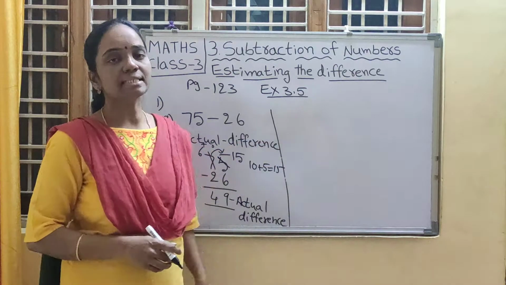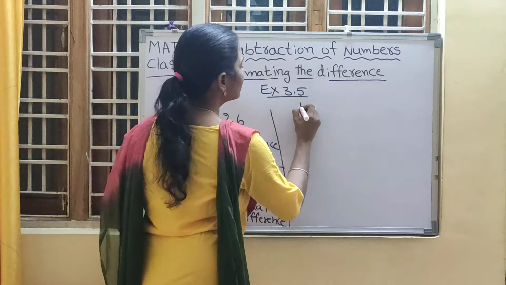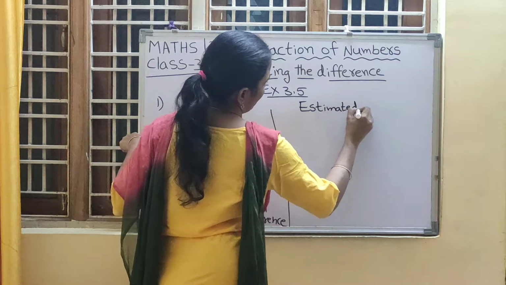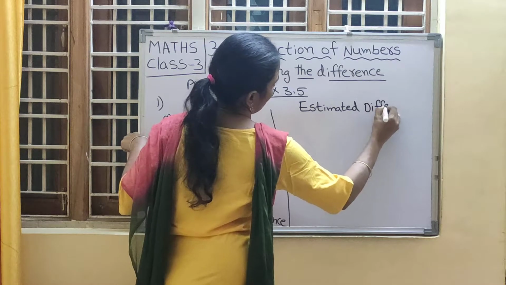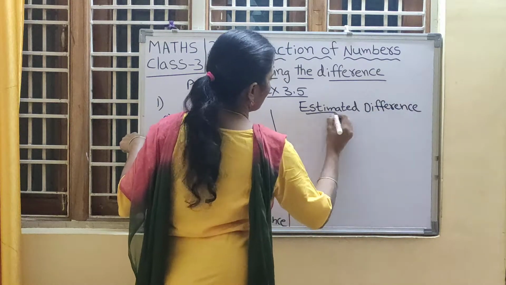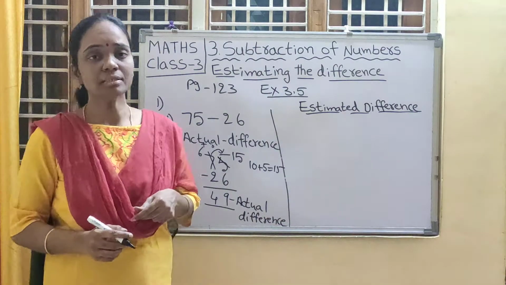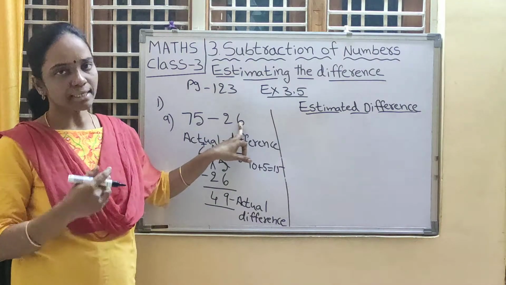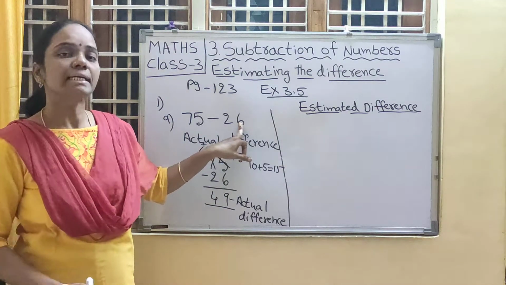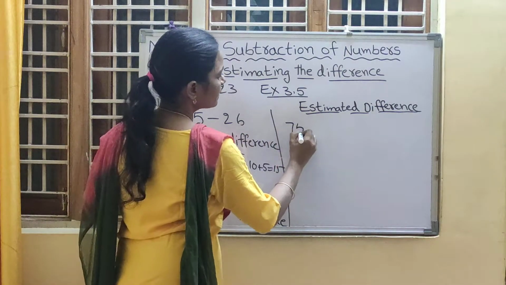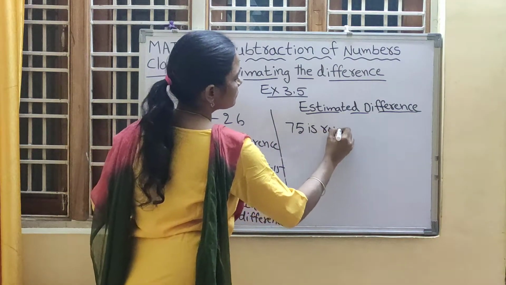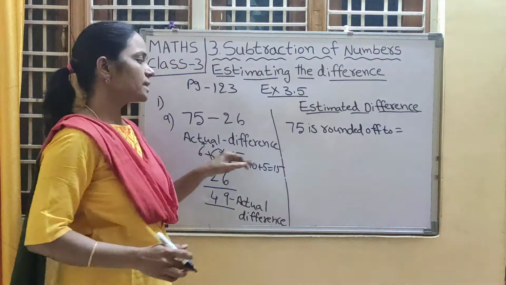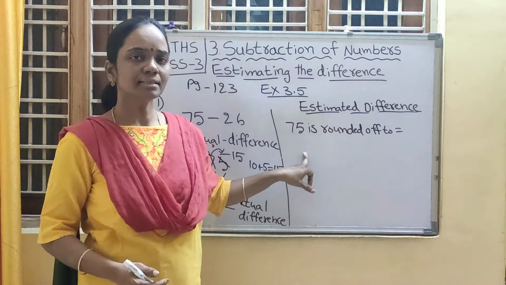Now I am going to take the estimated difference. Estimated difference means we have to take estimated values. We have to round off these numbers to the nearest 10's place or 100's place. Here it is given to the 10's place. So, 75 is rounded off to which number, children? It is nearest to which 10? 70 or 80? 80.